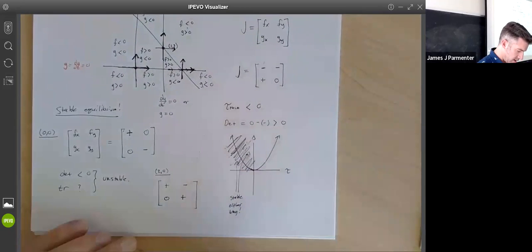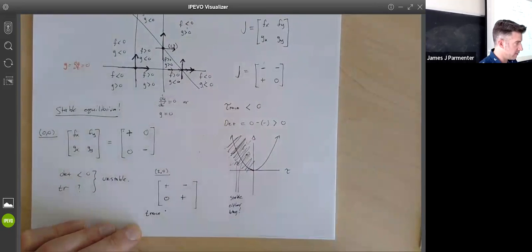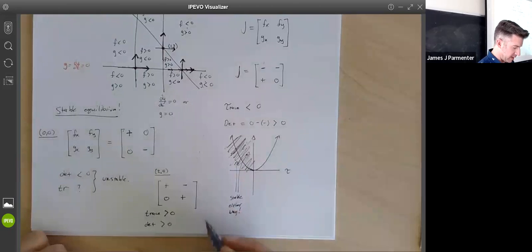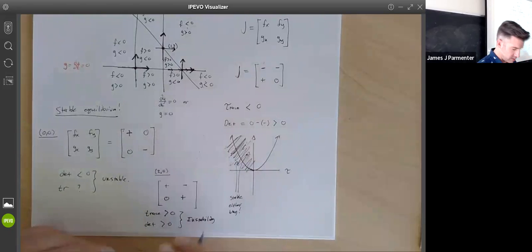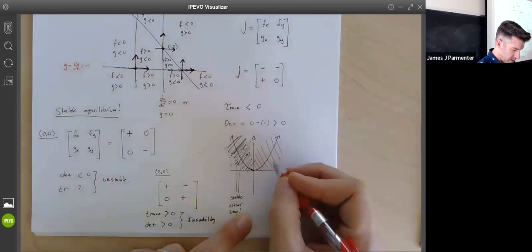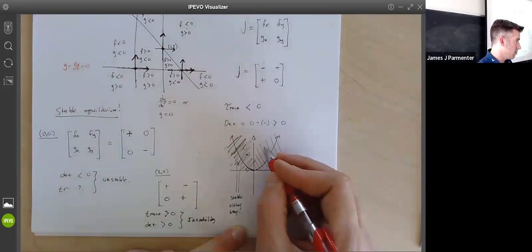Okay, what's my trace? Positive or negative? Definitely positive. And my determinant is also positive because it's a positive minus 0. So we definitely have instability. Just as a matter of fact, for this one, we would be over here in this section, where either here you'd have an unstable node or here you'd have an unstable spiral.